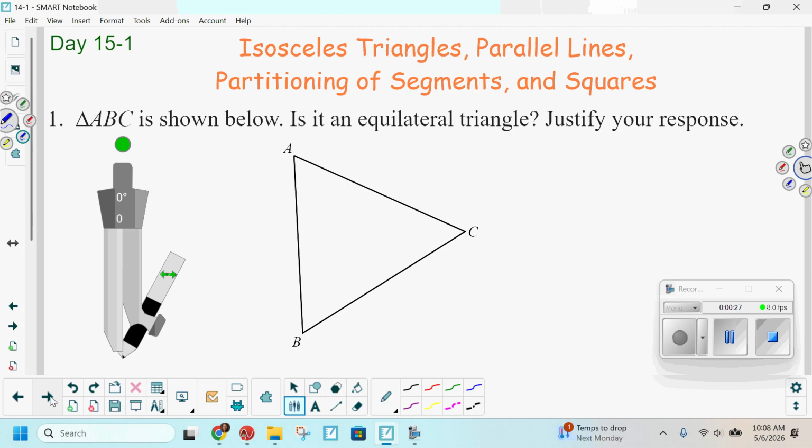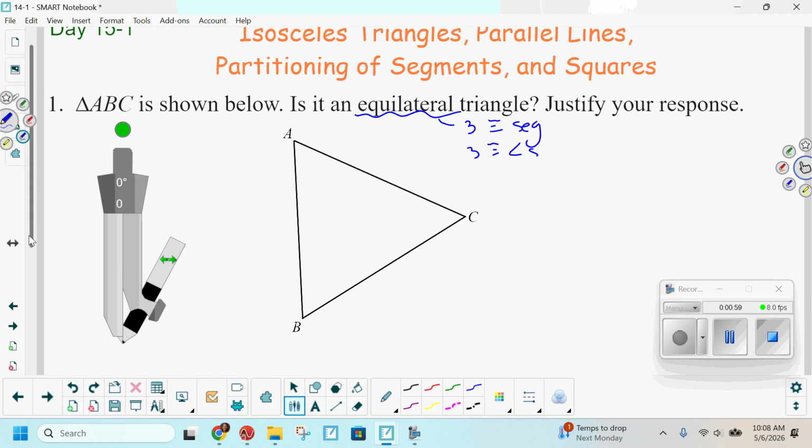All right, so our focus today is on isosceles triangles, parallel lines, partitioning of segments, and squares. So our first one says, triangle ABC is shown below. Is it an equilateral triangle? Justify your response. So you should be thinking to yourself what an equilateral triangle means. It means that all three sides are congruent. So 3 congruent segments. It also means 3 congruent angles. So you could really pick if you wanted to prove the congruent angles or congruent sides. Definitely congruent sides are easier.